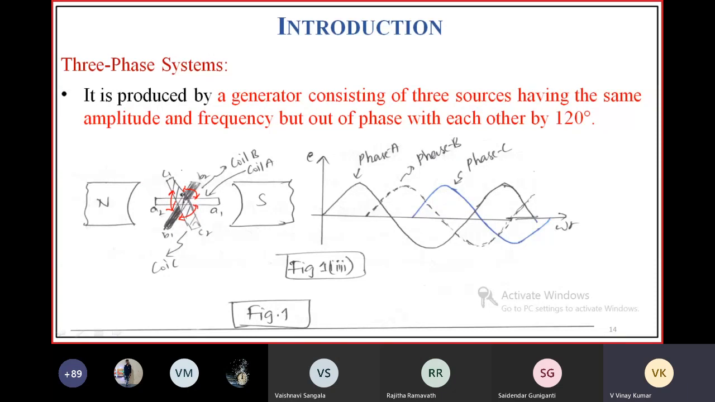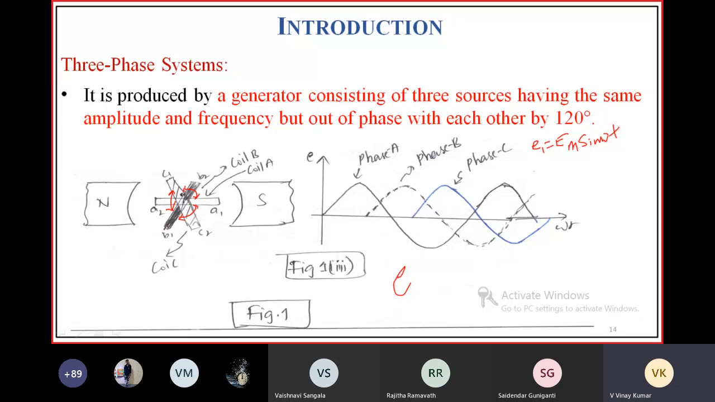If you have this kind of arrangement, obviously we are going to produce three voltages, and those voltages are displaced by an angle of 120 degrees from each other electrically. So this is phase A. Phase A will produce this voltage. Let E1 is equal to EM sin omega t. That is the voltage produced by phase A.